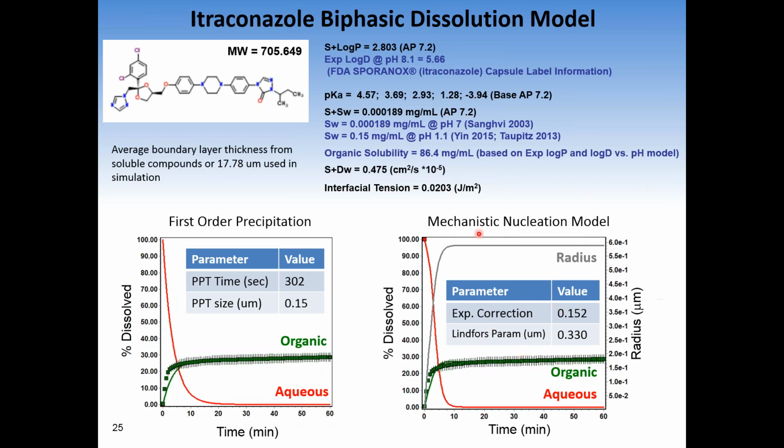And the precipitation size, again, is somewhere less than a micron, so a very small radius of precipitate is predicted based on these models. So the goal was, can we use these parameters that we extracted from DDDPlus directly within GastroPlus and predict the in vivo situation?